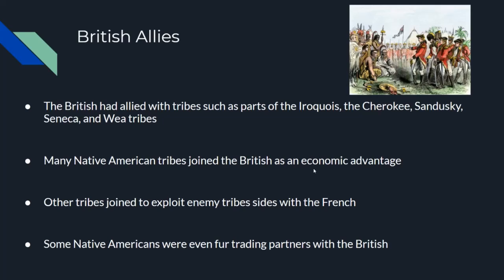Now on to British allies. The British had allied with part of the Iroquois tribes, Cherokee, Sandusky, Seneca, and the Way tribes.